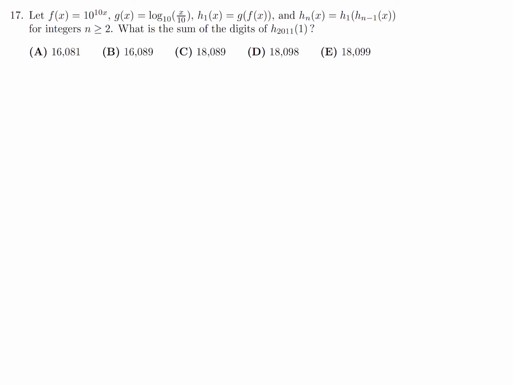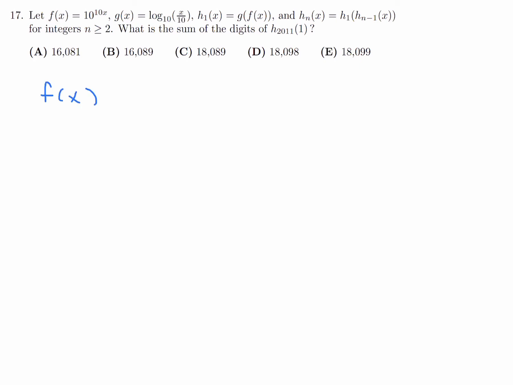Let f of x equal 10 to the power of 10x. g of x is equal to the log of x over 10 to the base 10. h sub 1 of x is equal to g of f of x, and h sub n of x is equal to h sub 1 of h sub n minus 1 of x for integers n greater than or equal to 2. What is the sum of the digits of h sub 2001 at 1?